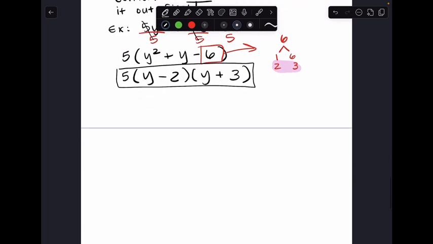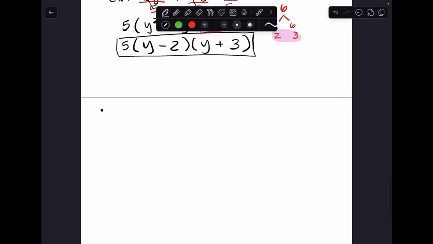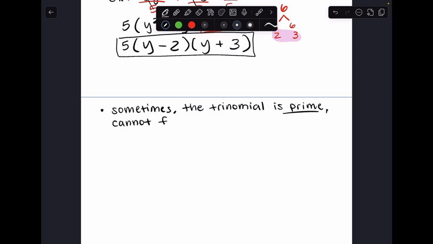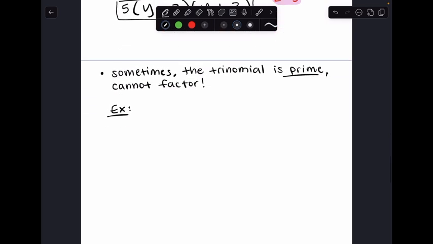All right. Last thing I want to go over. Sometimes your trinomial could be prime. So what does that mean if a trinomial is prime? That simply means that you can't factor that, so cannot factor. Now, I'm not saying that you are not going to factor anything and say that something is prime. I still want you to check and see if you can factor it.